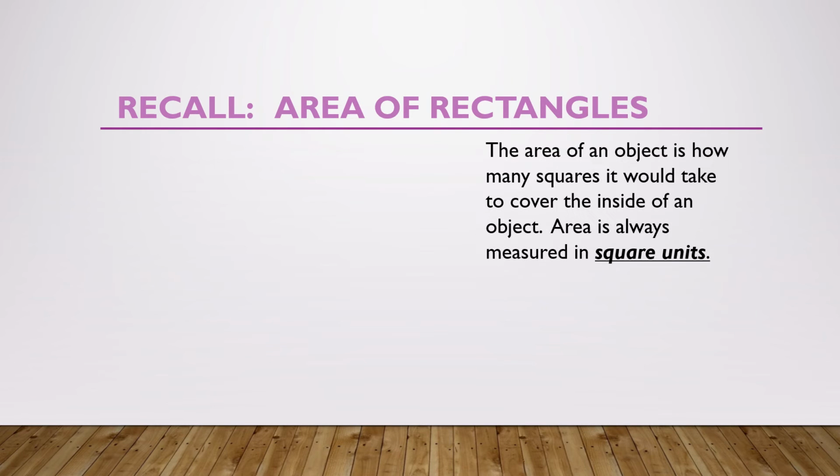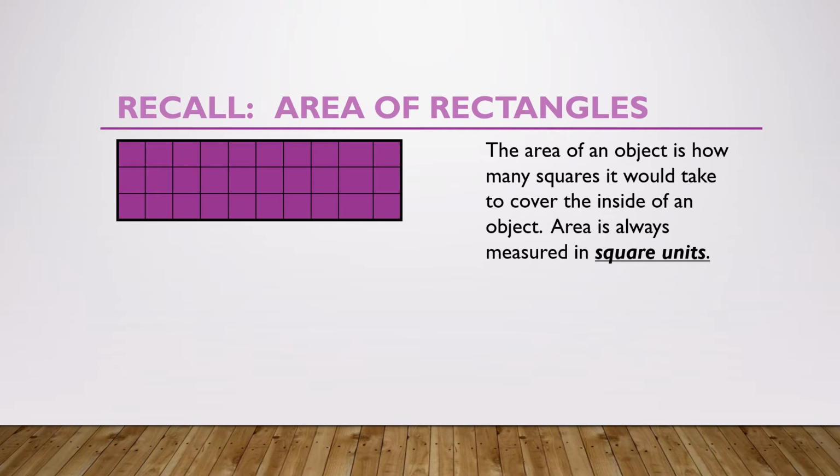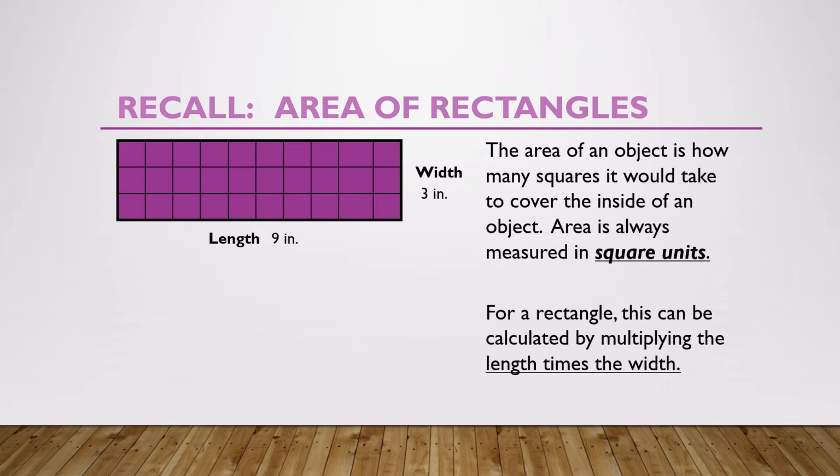The area of an object is how many squares it would take to cover the inside of an object, and area is always measured in square units. So when you're doing meters, you have to say meters squared when you're talking about area. For this one, the width is 3 inches, the length is 9. For the rectangle, you can calculate the area by doing the length times the width. So this one would be 27 inches squared.